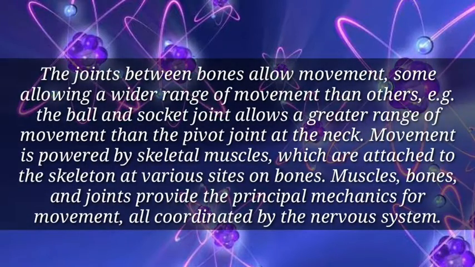The joints between bones allow movement, some allowing a wider range of movement than others. For example, the ball and socket joints allow a greater range of movement than the pivot joint of the neck. Movement is powered by skeletal muscles, which are attached to the skeleton at various sites. Muscles, bones, and joints provide the principal mechanics for movement, all coordinated by the nervous system.